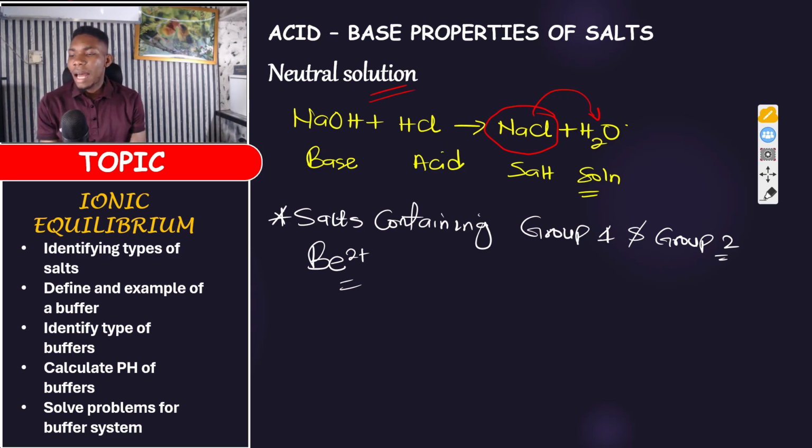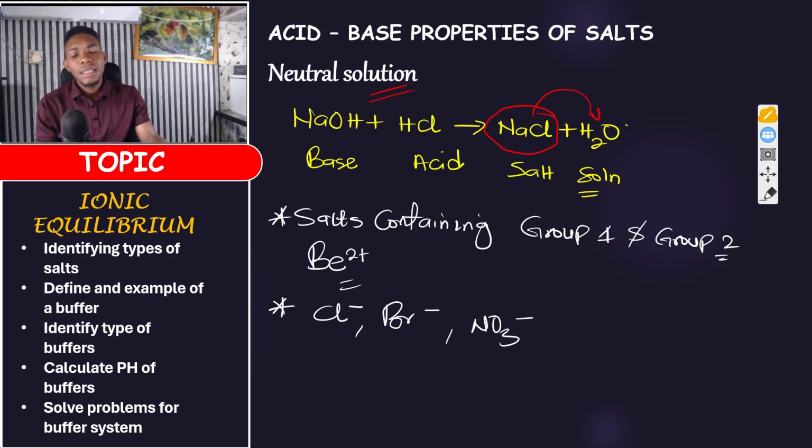Are you getting it now? And the conjugate base of a strong acid. So whenever you have a group 1 metal and a group 2 metal bonding or joined together with the conjugate base of a strong acid, the conjugate bases of strong acids are stuff like Cl minus, Br minus, and NO3 minus.